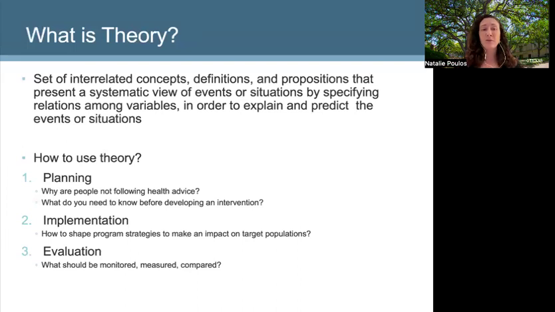So how do we use theory? There are three primary ways that we use theory, and that is for planning, implementation, and evaluation. So in planning, a theory will help us identify how different variables are connected to explain or help us understand why people might be making the choices that they make. So examples here, why do people not follow health advice? So thinking through a theory, it might give us decision points or a glimpse into what people are thinking when they're making these different health behavior choices.